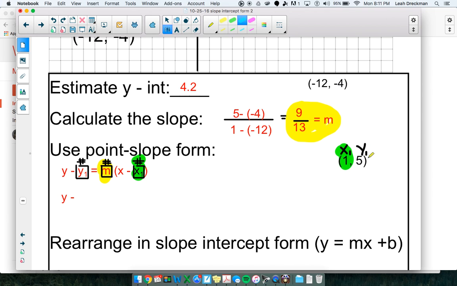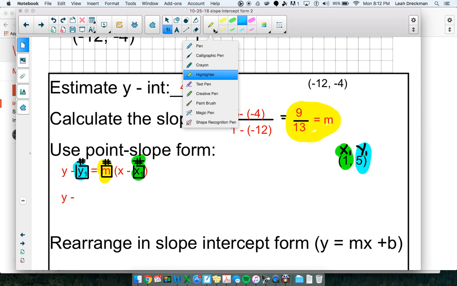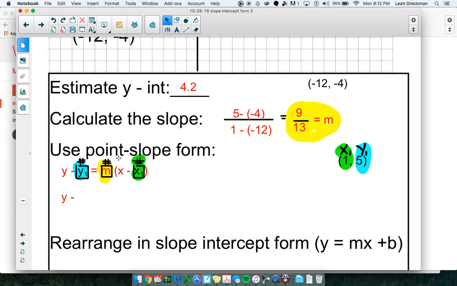And I know that my y value is going to go right there. All right, so y minus, notice that minus got copied from up above. And now I'm on the blue part. Well, if I look over here, y1 is just the number 5. Y minus 5 equals, M stands for slope, and we already got 9 over 13 on that. So I'm going to fill 9 over 13 in for my slope.